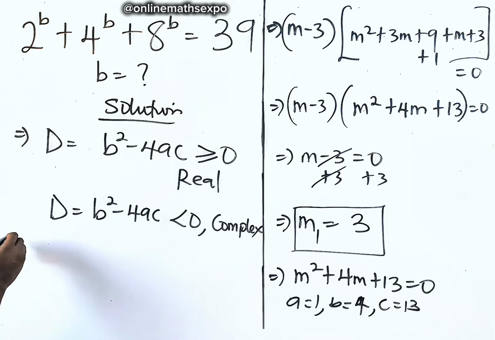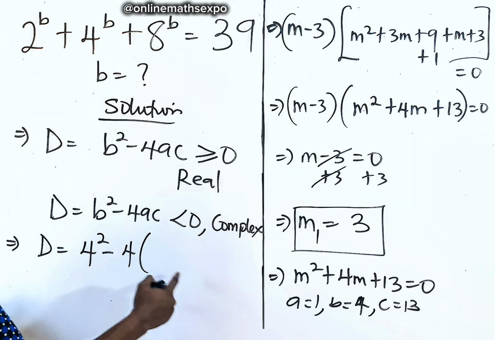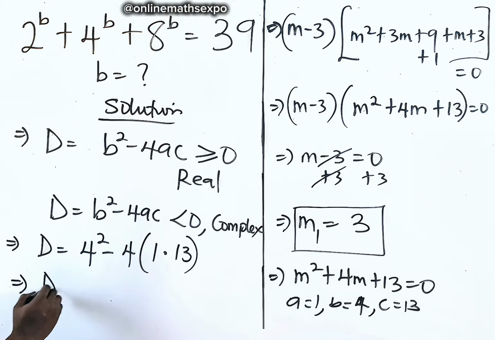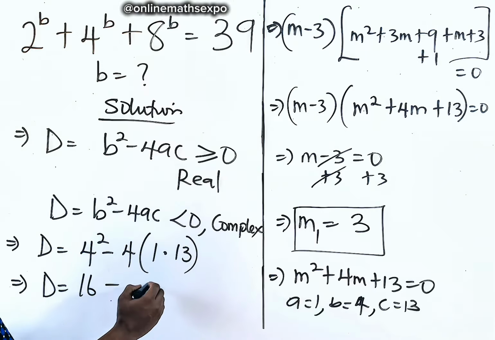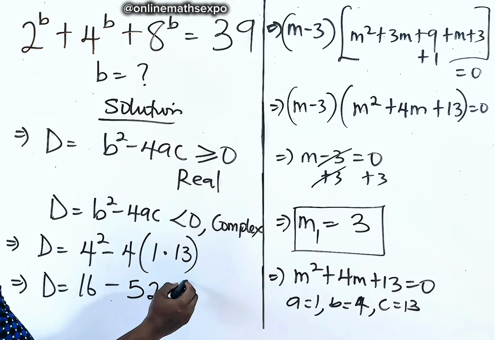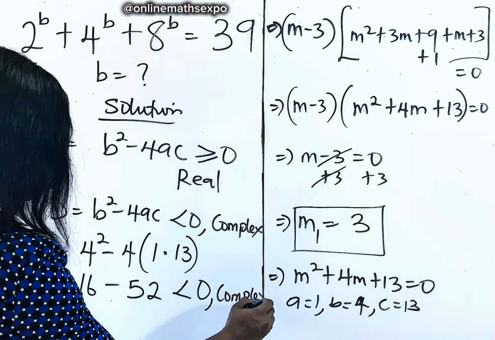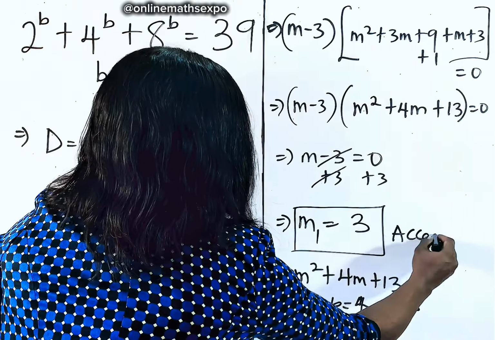So if you plug it in, we are going to have d is equal to 4 squared minus 4 multiplied by a, which is 1, and our c is 13. So d is 4 squared, which gives us 16, minus 4 times 13, which is 52. And when you subtract, you see that this is less than 0. So in that case, it is complex, and if it's complex, we are going to reject this solution. And if we reject this, it means we are accepting m as 3.